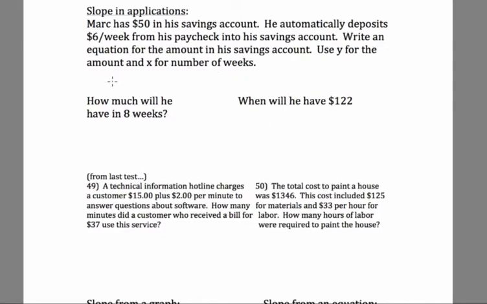When I make these equations, I would not use y and x. I would say the amount is equal to $6 times the number of weeks plus the $50 that he originally put in. So using their way here, y equals 6x plus 50, where y is the amount and x is the number of weeks. So what's our slope? Our slope is always going to be the m number, the 6. It always matches up with the rate, $6 a week.